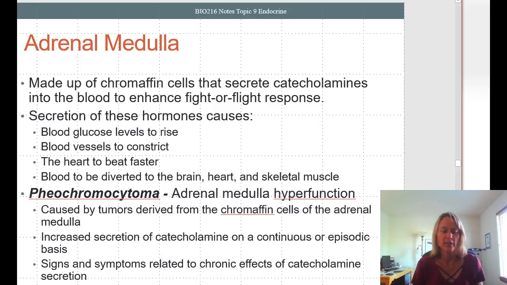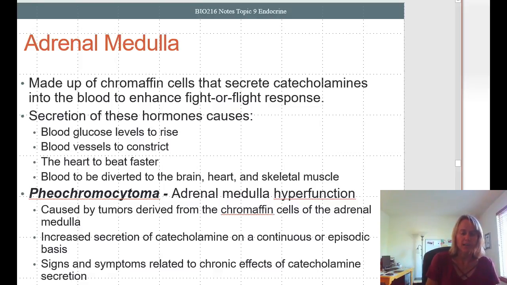Okay, the adrenal medulla, that's the inner part of the adrenal gland, and that's made up of specialized neurons called chromaffin cells, and they secrete catecholamines, epinephrine and norepinephrine, into the blood, and this enhances the fight or flight response. Some of the things these hormones do: they raise blood glucose levels, cause blood vessels to constrict, which raises blood pressure, and make the heart beat faster. This helps to divert blood to the brain, heart, and skeletal muscle.